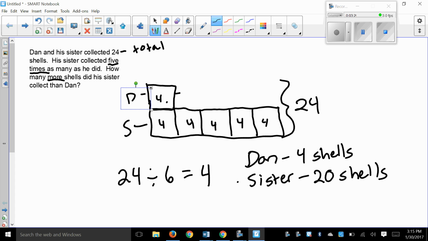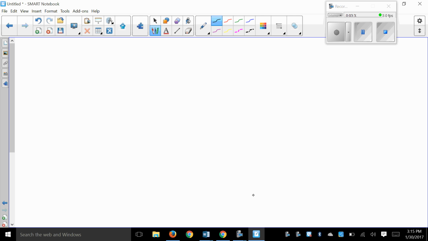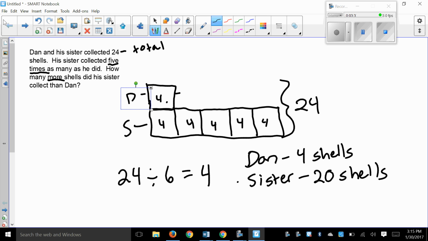So whenever I want to find the difference between 2 amounts, I can use subtraction. So I can use, oh no. I got nervous. I thought I lost you. I can find the difference by subtracting 20 minus 4. 20 shells minus 4 shells equals 16 shells would be the difference.